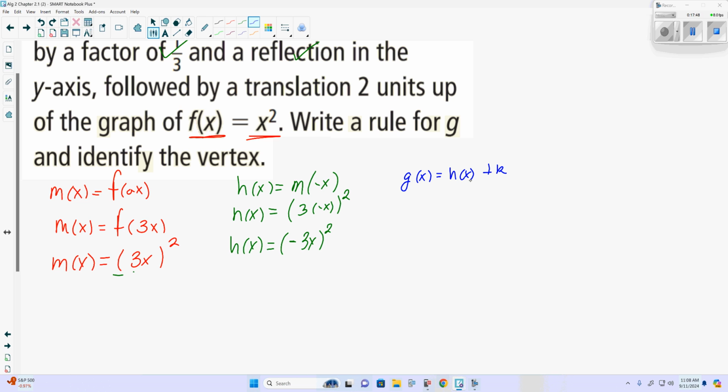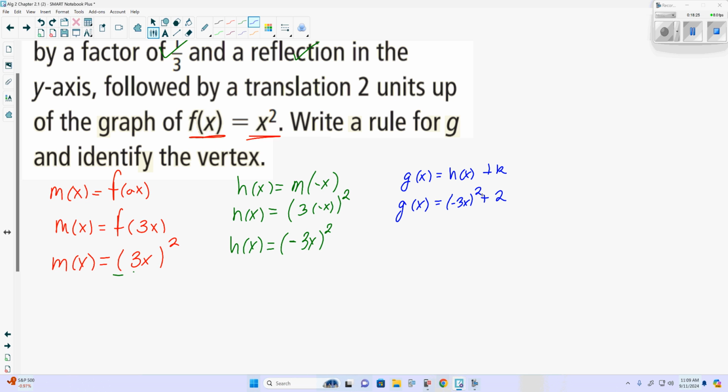And the last is our translation up or down, which is our addition of k. So here would be h of x plus k. And exactly, since we're moving it up 2, we're going to add 2. And our h of x is parentheses negative 3x squared. Questions on this here?